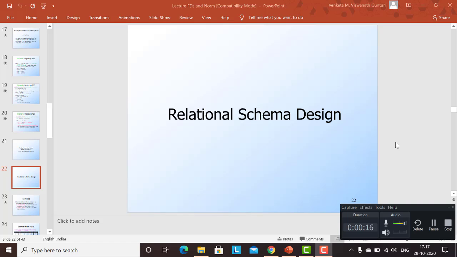In this video and in the next video, what we are going to see is that we are going to use all those basic techniques that we have been developing and show how we are actually going to decompose a given schema such that the resulting schema follows either BCNF or 3NF. Okay, so let's get started.